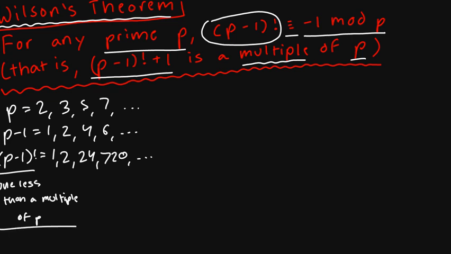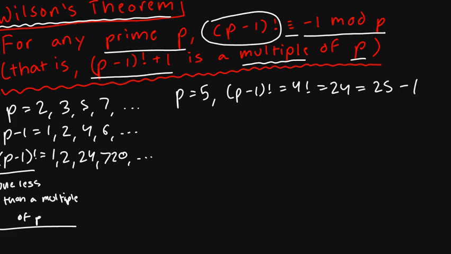So let's do an example. For example, if p equals 5, we have (p minus 1) factorial equals 4 factorial equals 24. And indeed, 24 plus 1 is equal to 25, so 24 is 25 minus 1. So it's 1 less than a multiple of 5. And so how do I prove that this works for any p, right? We want to show this works for p equals 2, 3, 7, and there's an infinite number of primes. So how do we do this?